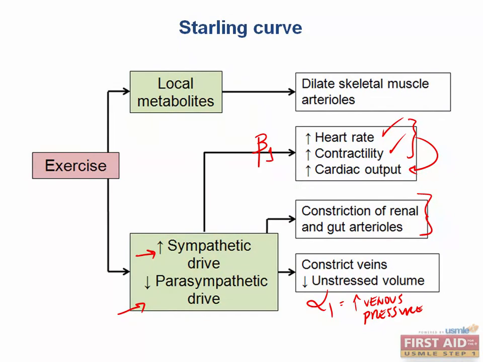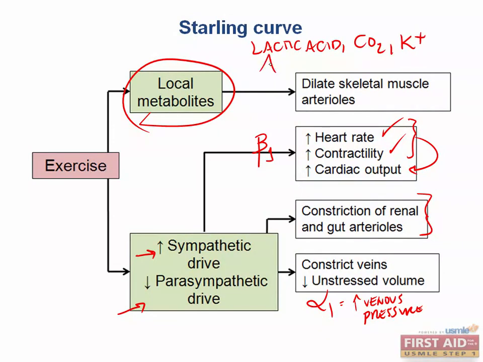Now, what about the local metabolites? What's going to happen in the muscle itself? During stages of cellular respiration, we eventually use up all the oxygen and cannot continue to make very much ATP. We accumulate lactic acid, carbon dioxide, potassium, and precursors of ATP, AMP and ADP. So AMP and ADP are the precursors of ATP, and they accumulate because we cannot make ATP without oxygen.